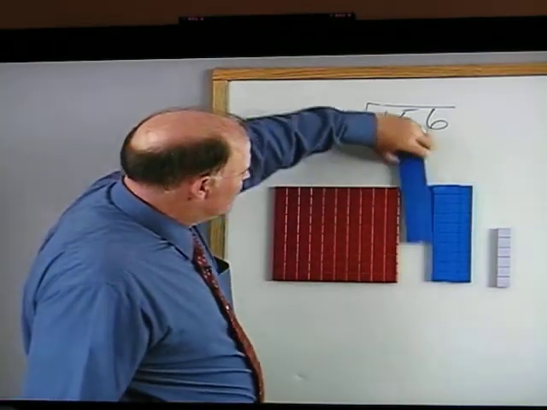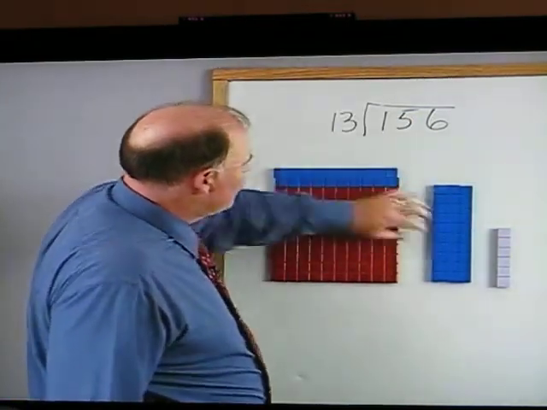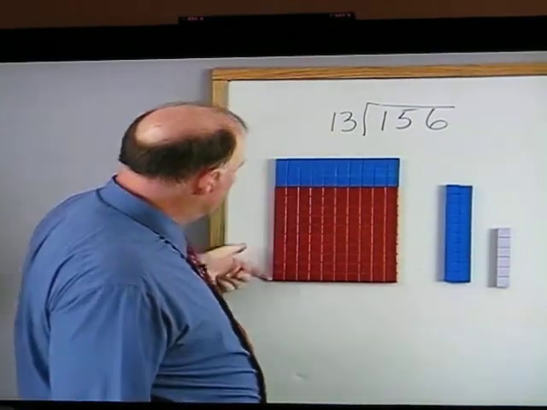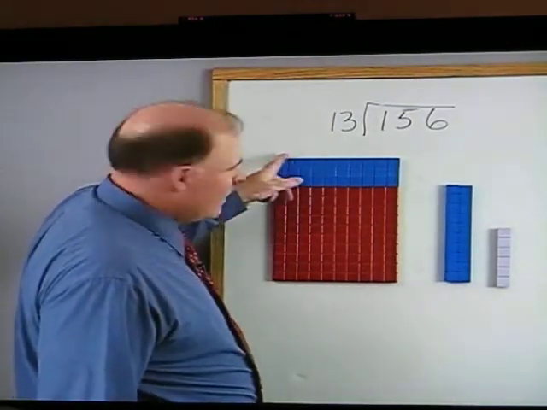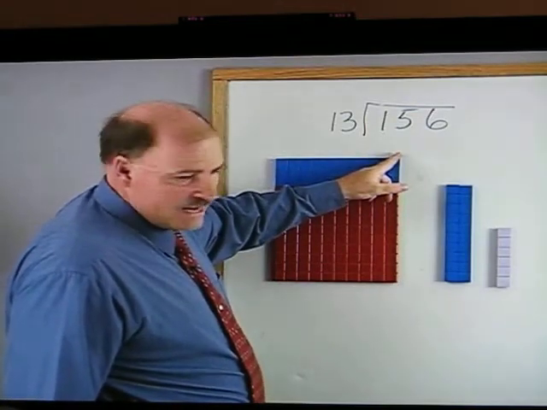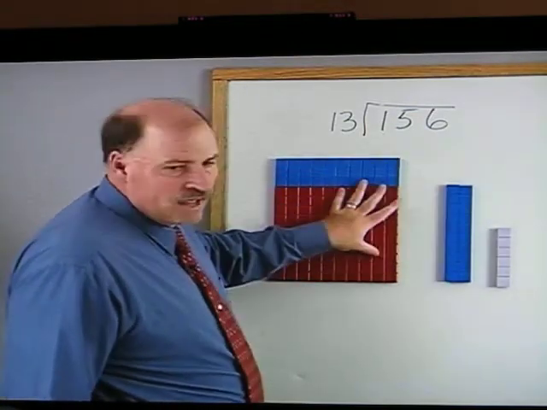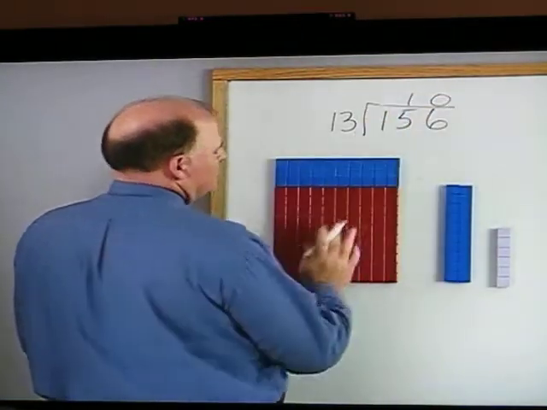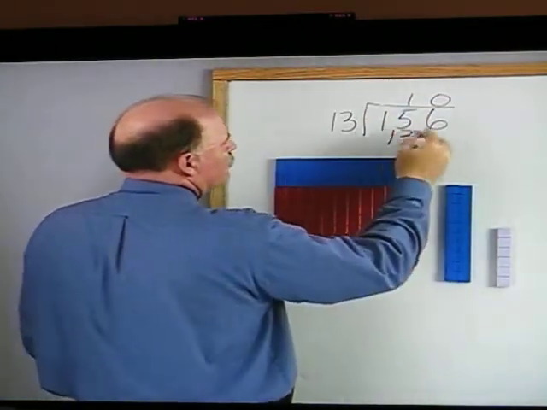Let's put, this is going to be up 13, right? So here we have up 13. Is that up 13? How far over? 10. And we can't do that again because we don't have any more hundreds. So we can put 10 there, and 10 times 13 is 130. That's how much we've used.